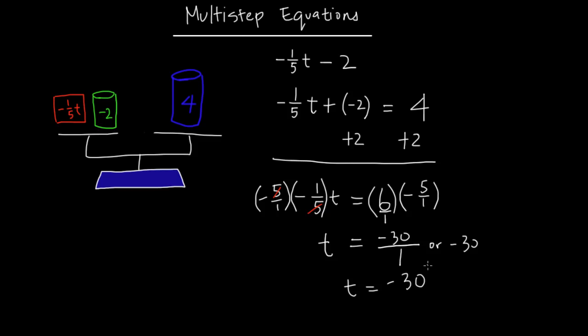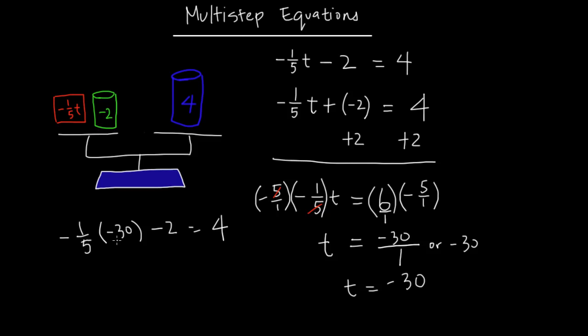And we can test this out. If we plugged this negative 30 into the t here, we should get an answer that is equal to 4. Okay, so let's go ahead and try that where we have a little bit of space over here. If we have negative 1 over 5, and we multiply this by what we found out t to be, which was negative 30, and we subtract 2 from this, we should get 4.